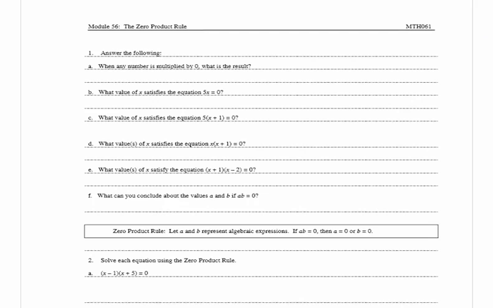In this video, we're going to look at the zero product rule. In 1, it says answer the following. In A, it says when any number is multiplied by 0, what is the result? And the result is 0.